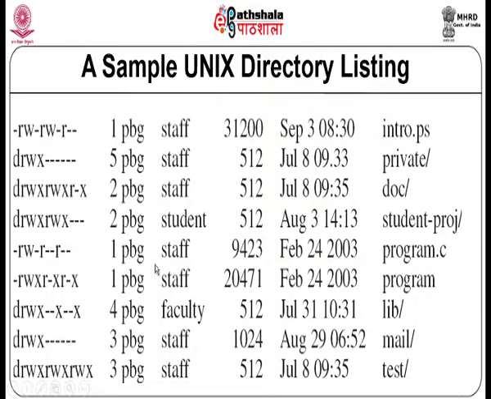So, here we can see a sample Unix directory listing. These are the files of a particular directory, and the first file, called intro.ps, has read write permission for the owner, read write permission for group and only read permission for others. The second row corresponds to a subdirectory of that directory, which is why you have this D letter here in the beginning. It has read write execute permissions for the owner, but for group and others there are no access permissions on this particular subdirectory, private.